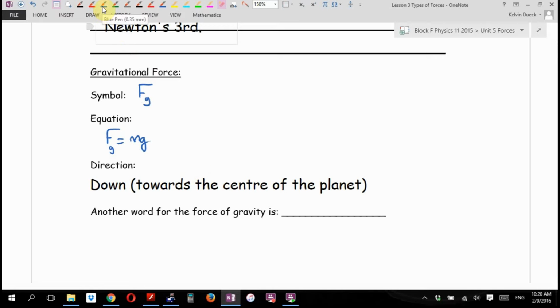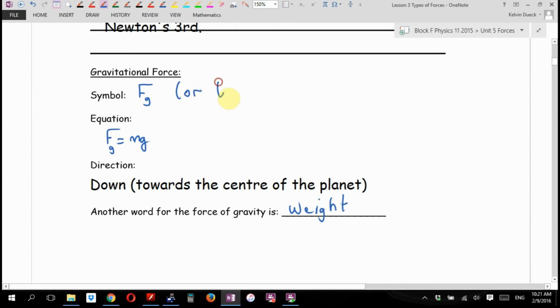Does anybody remember another word for the force of gravity that we've used? Weight is not mass. Weight is newtons, it's mg. And so sometimes you might see a capital W for weight. I know one of the handouts that I'm going to give you has that. I don't use it. I like to have, if it's a force, an F and then a subscript, but that's how my brain works.